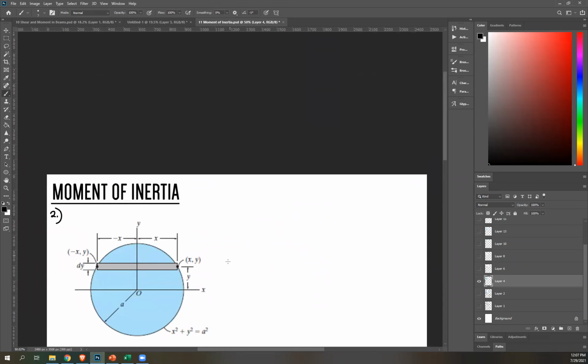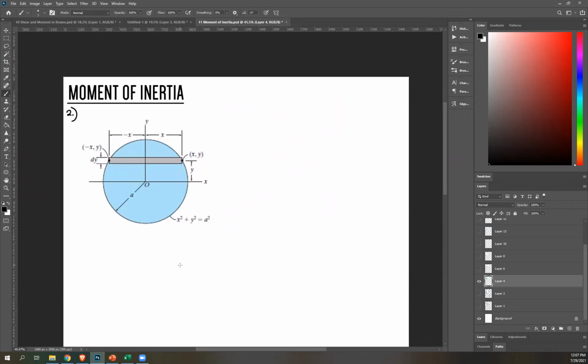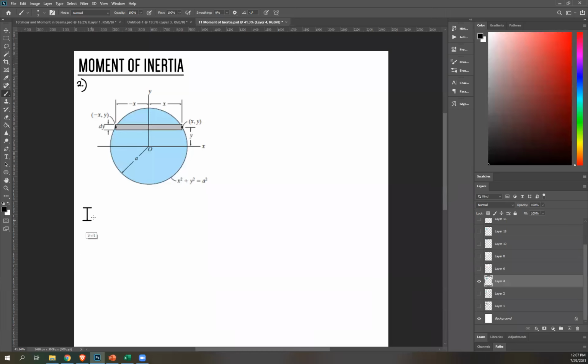So for number 2, we want to know the moment of inertia about the x-axis. Therefore, we're looking for I sub x. And the equation for I sub x is the integral of y squared dA. Now, usually, when we're looking for moment of inertia about the x-axis, our dA would be a horizontal element. That's why here we have this horizontal element. So that's your differential area.